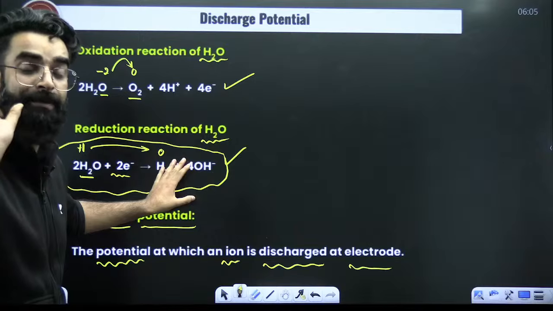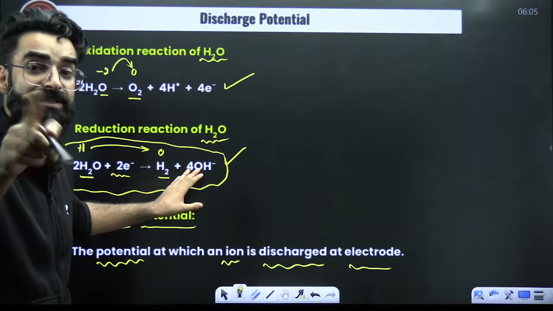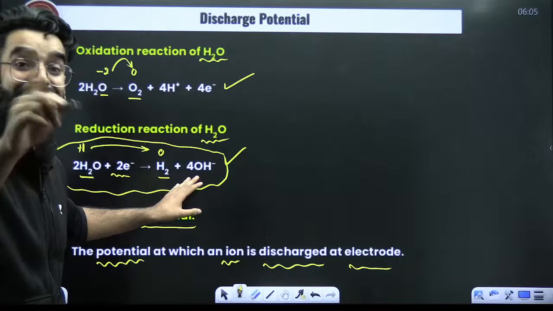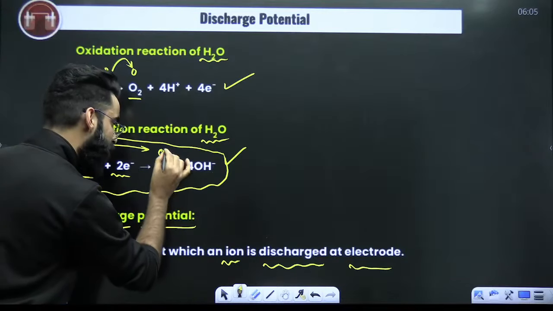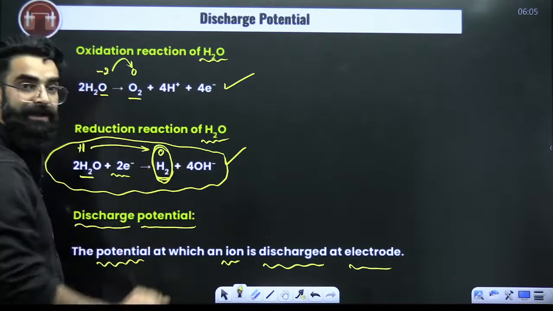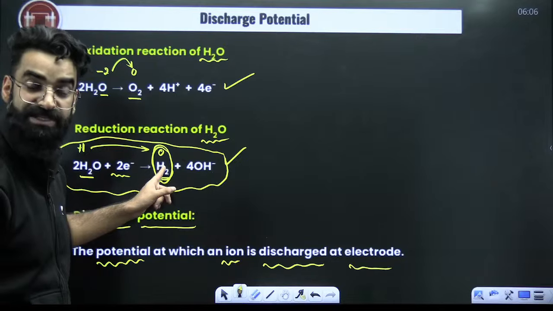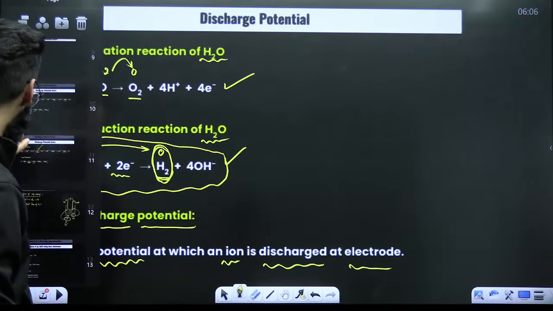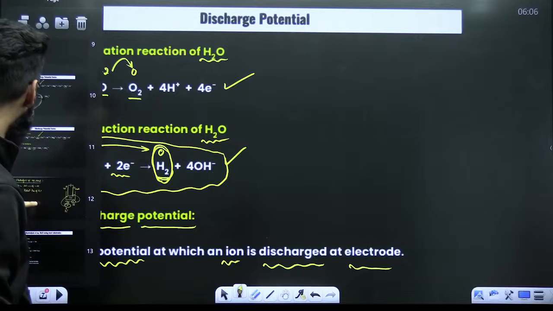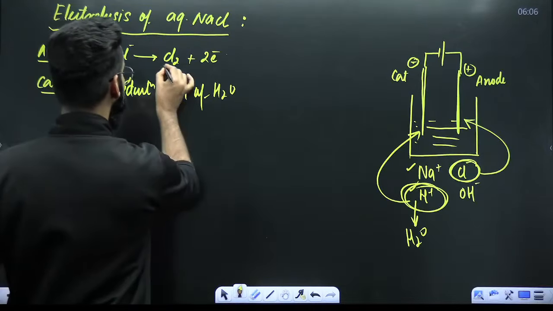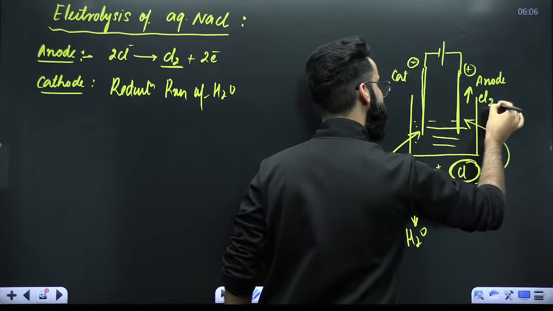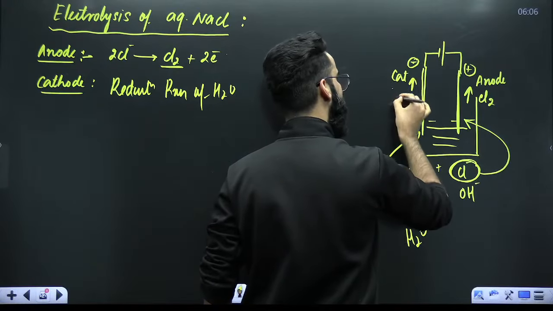So in short, when we do the electrolysis of aqueous NaCl, at cathode, what is happening? At cathode, it's H2 gas which is being liberated. And at anode, what is happening? Gas was liberated. Which one? At anode, Cl2 gas was liberated. So at anode, Cl2 gas is liberated, and at cathode, H2 gas is liberated.